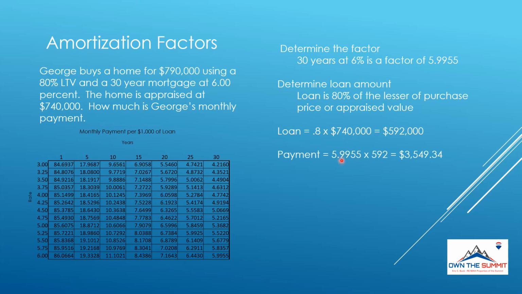Payment is 5.9955 times 592 gives us $3,549.34. Watch out for that trick.